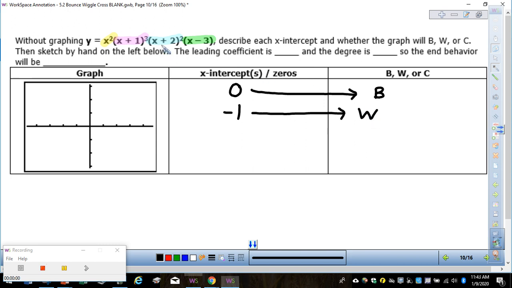The third one we have here is x plus 2. Make it the opposite sign, so the x-intercept is -2. That one is being squared, so that one's going to be another bounce. And the final factor is x minus 3. We're going to change it to +3. The exponent attached to this factor is an invisible 1. Anytime it's an exponent of 1, here we're going to cross.